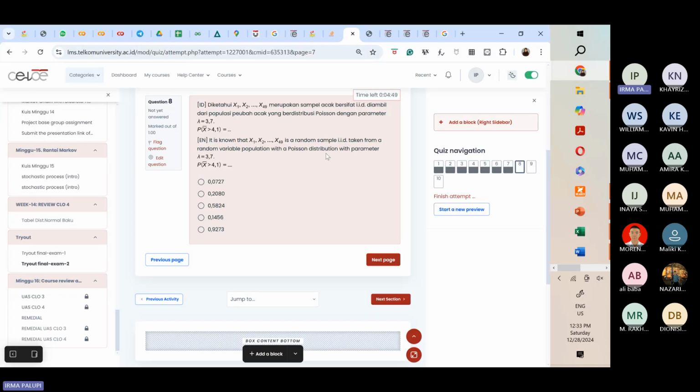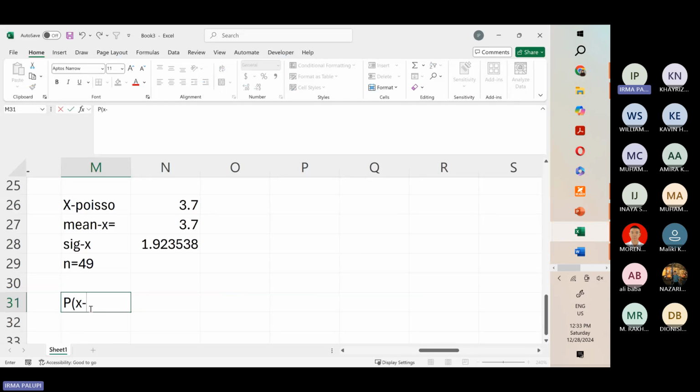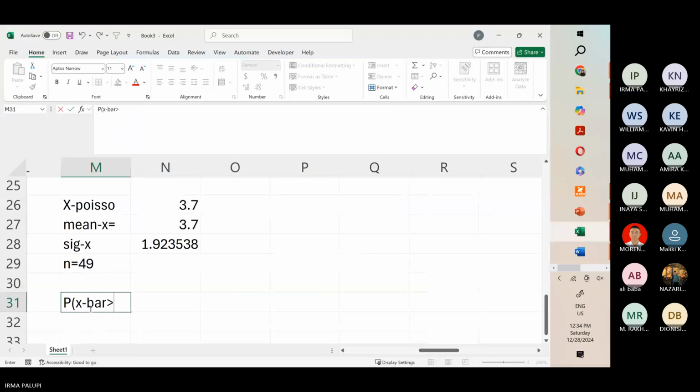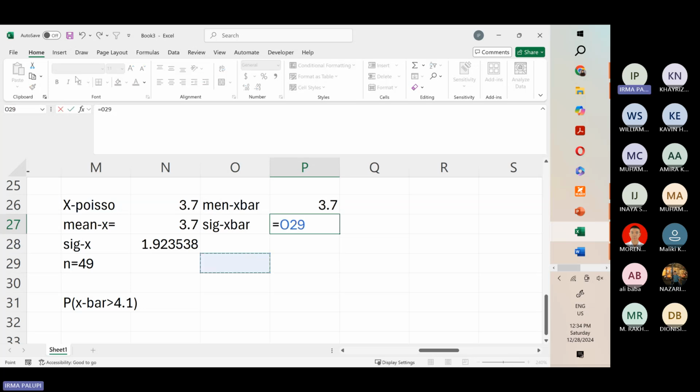Okay, kosong sebelumnya berarti X bar lebih besar dari 4,1. This is the question: X bar lebih dari 4,1. And we need to find what is the mean for X bar. X bar equals to mean X, right? Sigma of X bar, sigma of X bar.